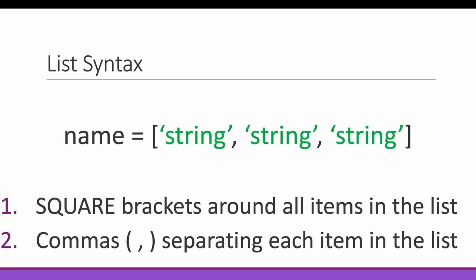Now, with list syntax, we have square brackets that denote where the list begins and ends, and we've got commas separating each item in the list. Now, because this list has strings in it, those have speech marks, but if, for example, you had integers, you would not have speech marks around each item.